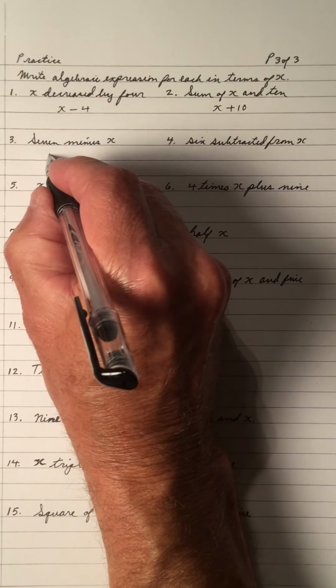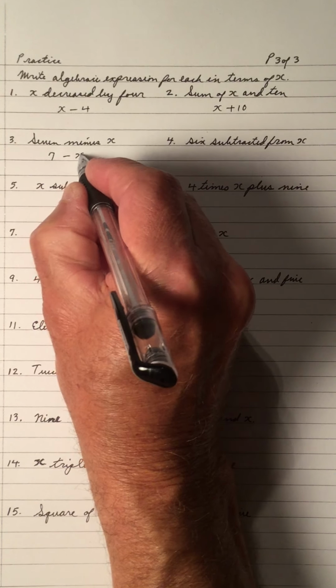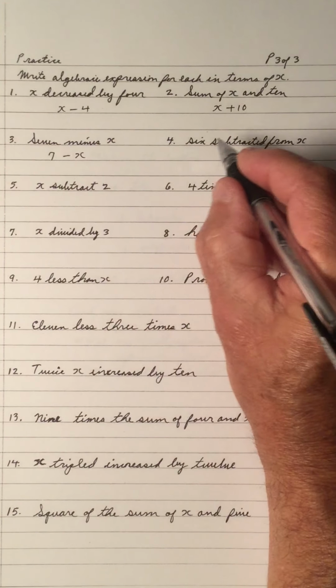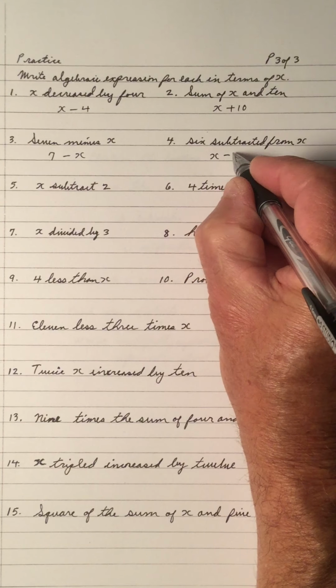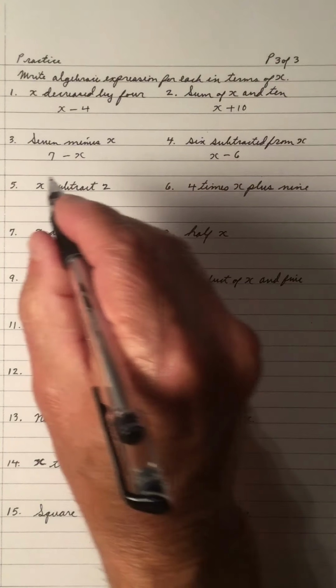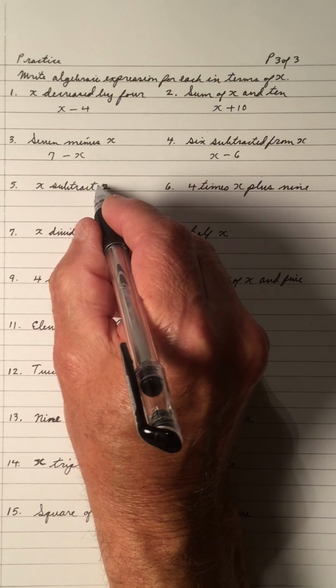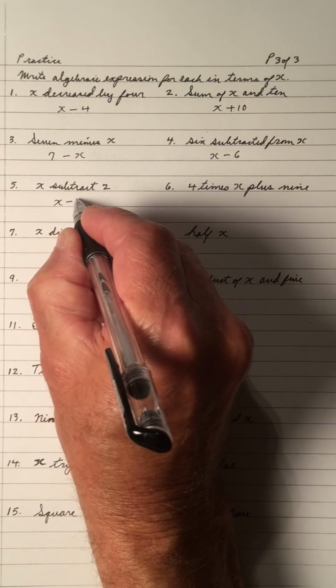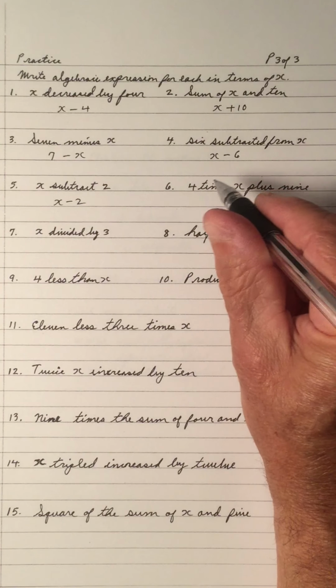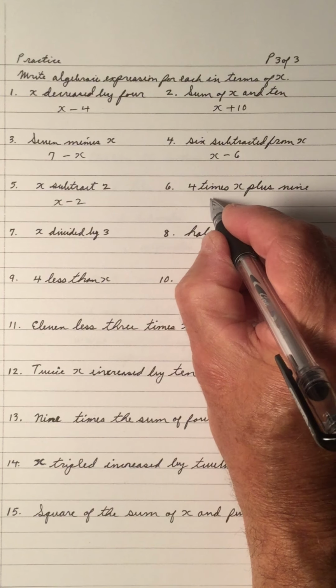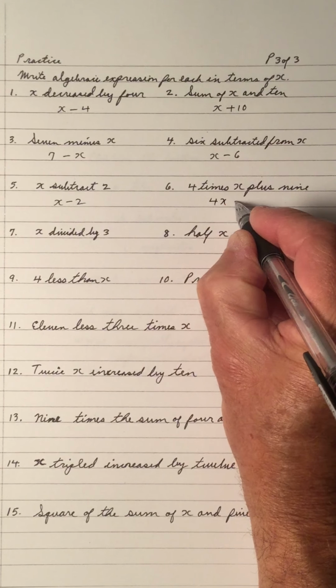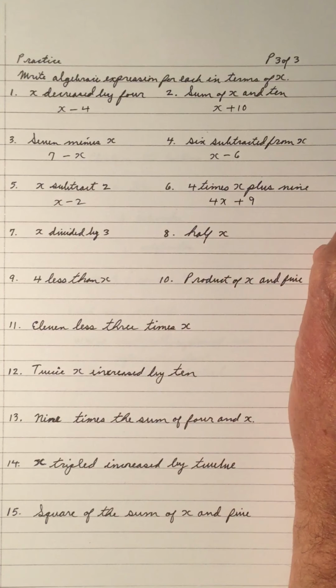3, 7 minus x is 7 subtract x, minus is subtract. 4, 6 subtract from x, subtract from changes the order, so it's x minus 6. 5, x subtract 2. Number 6, 4 times x plus 9. Times is multiply, so 4 times x, plus is add 9.